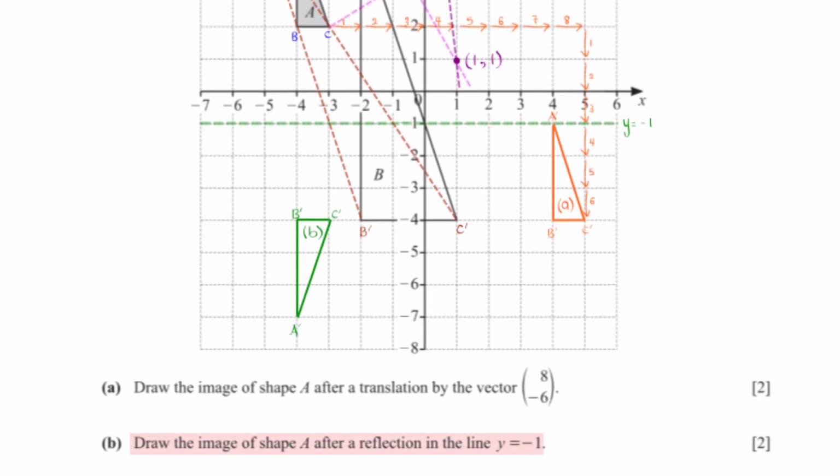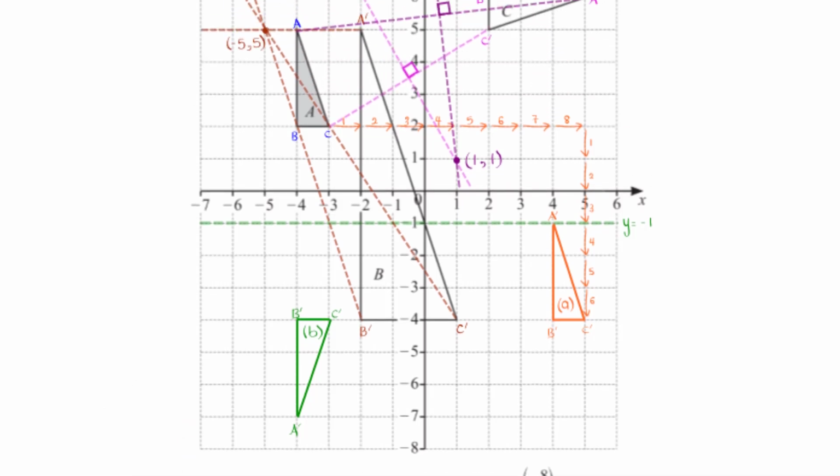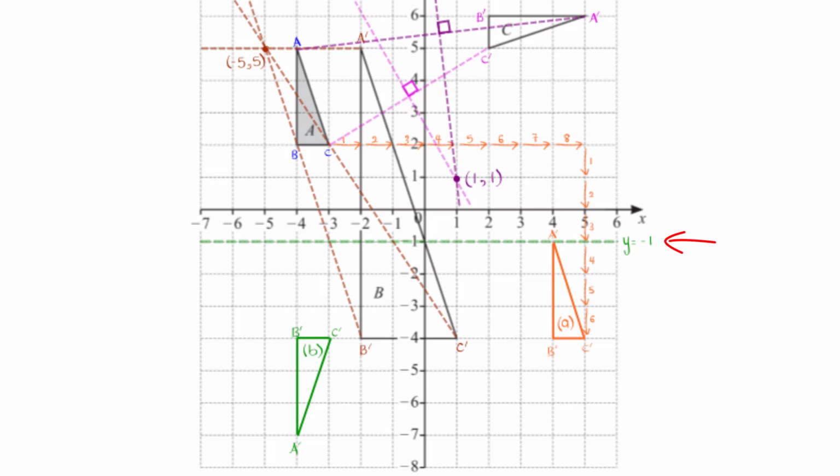Draw the image of shape A after a reflection in the line y is equal to -1. So first, we need to draw the line y is equal to -1. For point A, since we move 6 units downwards to touch the line of reflection, we also need to move 6 units downwards to pin the new position of point A.